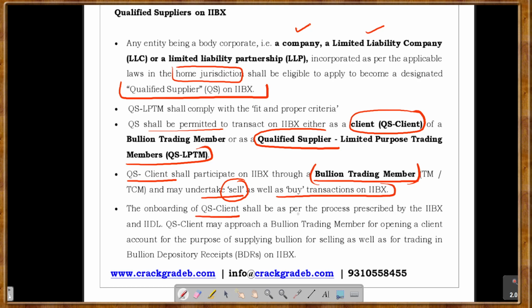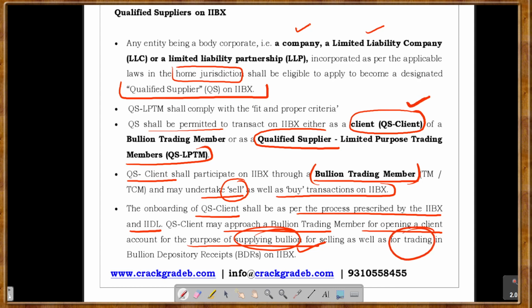Now, onboarding of a client shall be as per the process told by the IIBX and the IIDL. IIDL is a subsidiary of the IIBX. We have already talked about it when we were reading about the IIBX. A QS client may approach a bullion trading member for opening a client account for the purpose of supplying bullion. They can do the supply as well as the trading when seeking registration as a client. A qualified supplier can seek registration as a client as well as an LPTM, limited purpose trading member.